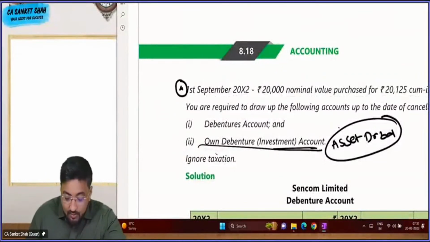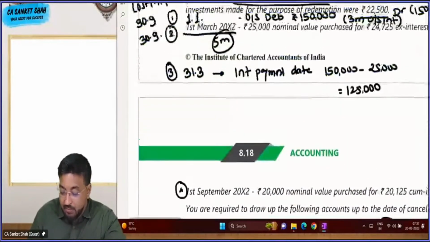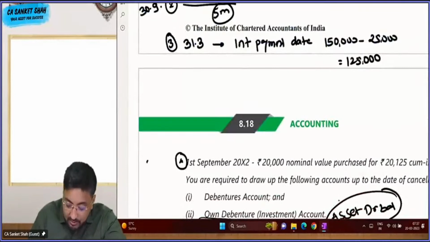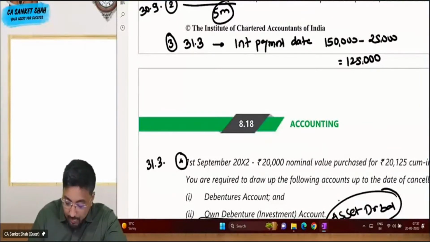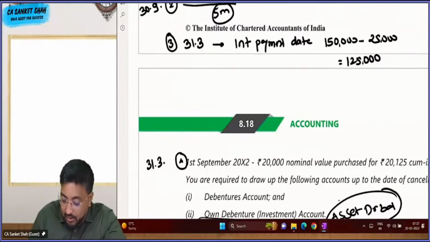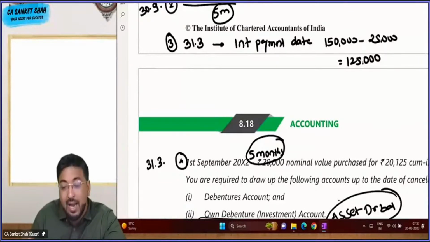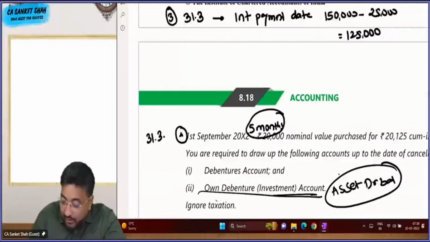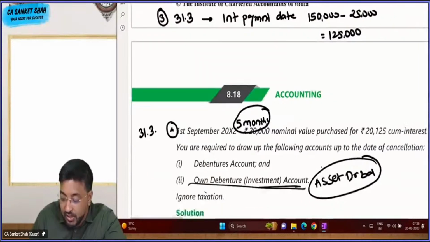Fourth one, 1st September. So when was the last interest paid? 31st of March. So in the fourth sequence, 31st of March. How many months of interest am I going to pay now? 1st September means 5 months: April, May, June, July, August. Don't consider September. Again, our own debentures were purchased.